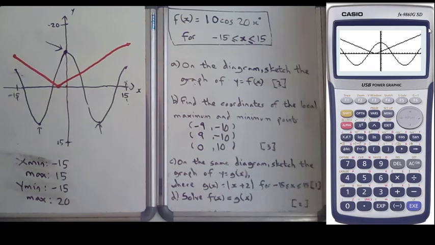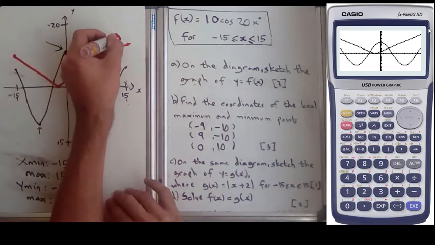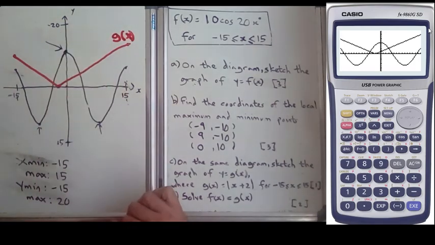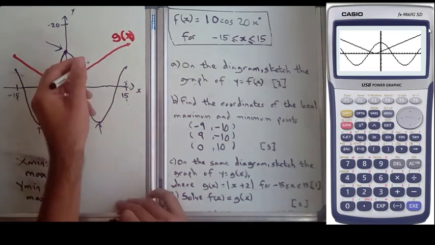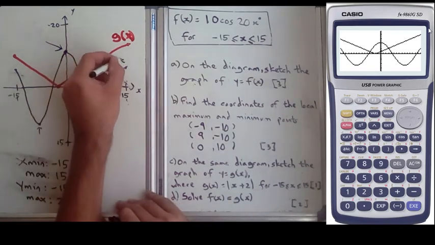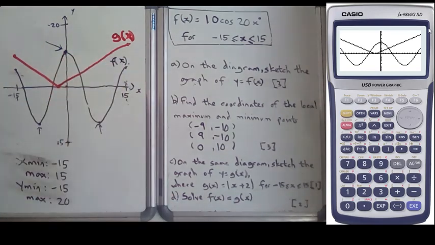And there we go. I'm just going to label these now. So that is g of x, and f of x we had before, that was the 10 cos 20x, so f of x. And that is that. So that's just another 1 mark for that.